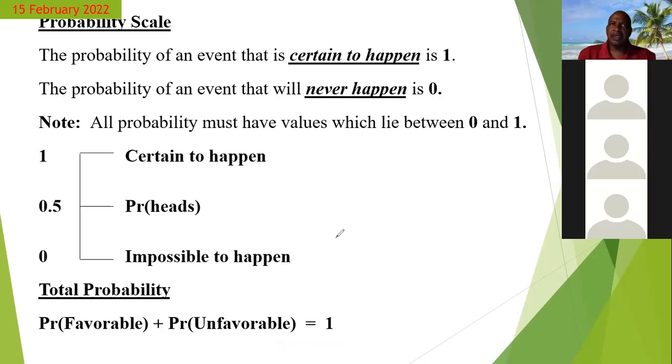So that's a general rule. The probability of something that you're in favor of to happen and the probability of the thing that you're in favor of not happening, the two probabilities, when you add them, you will get 1. Is that clear, Ms. Brown?